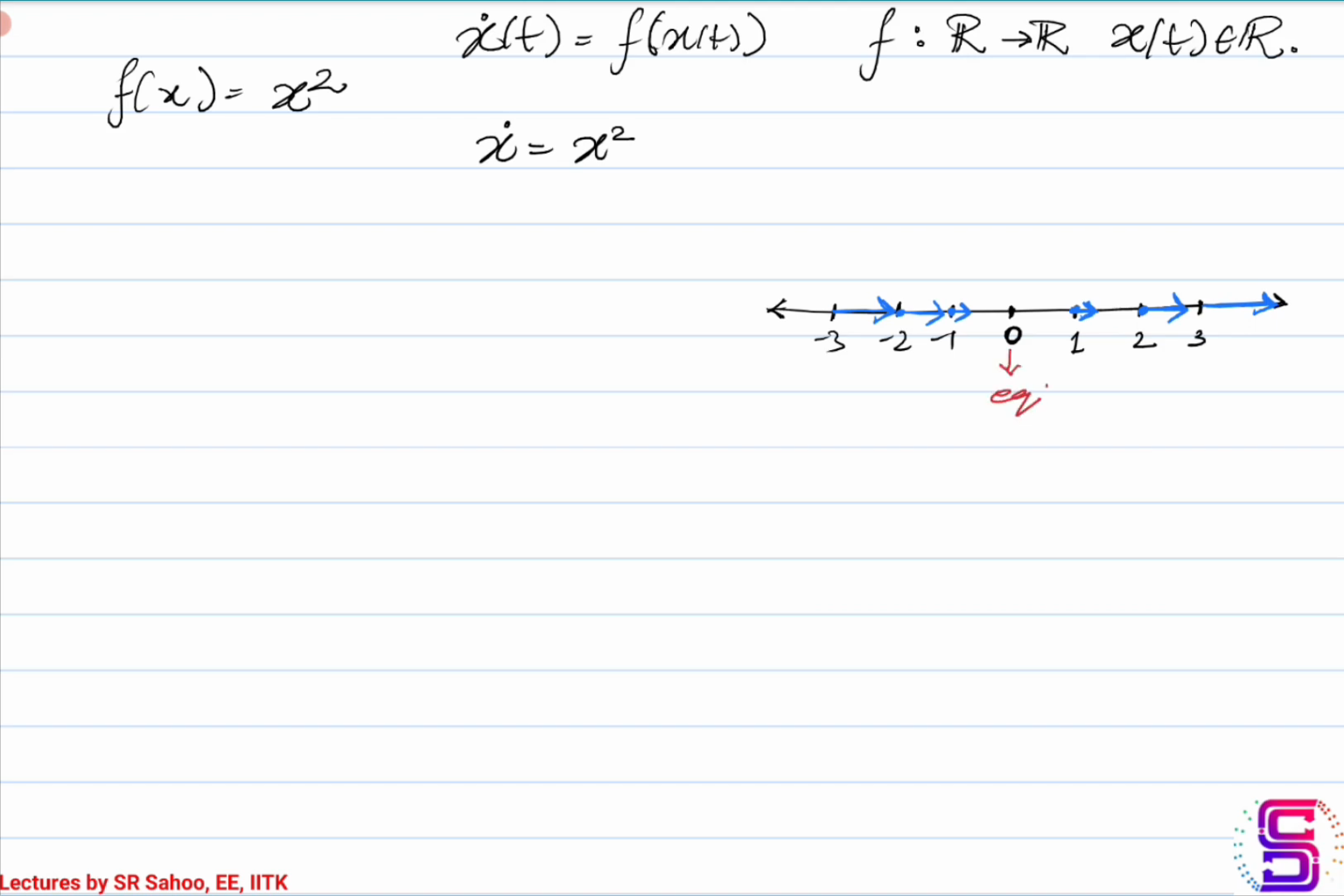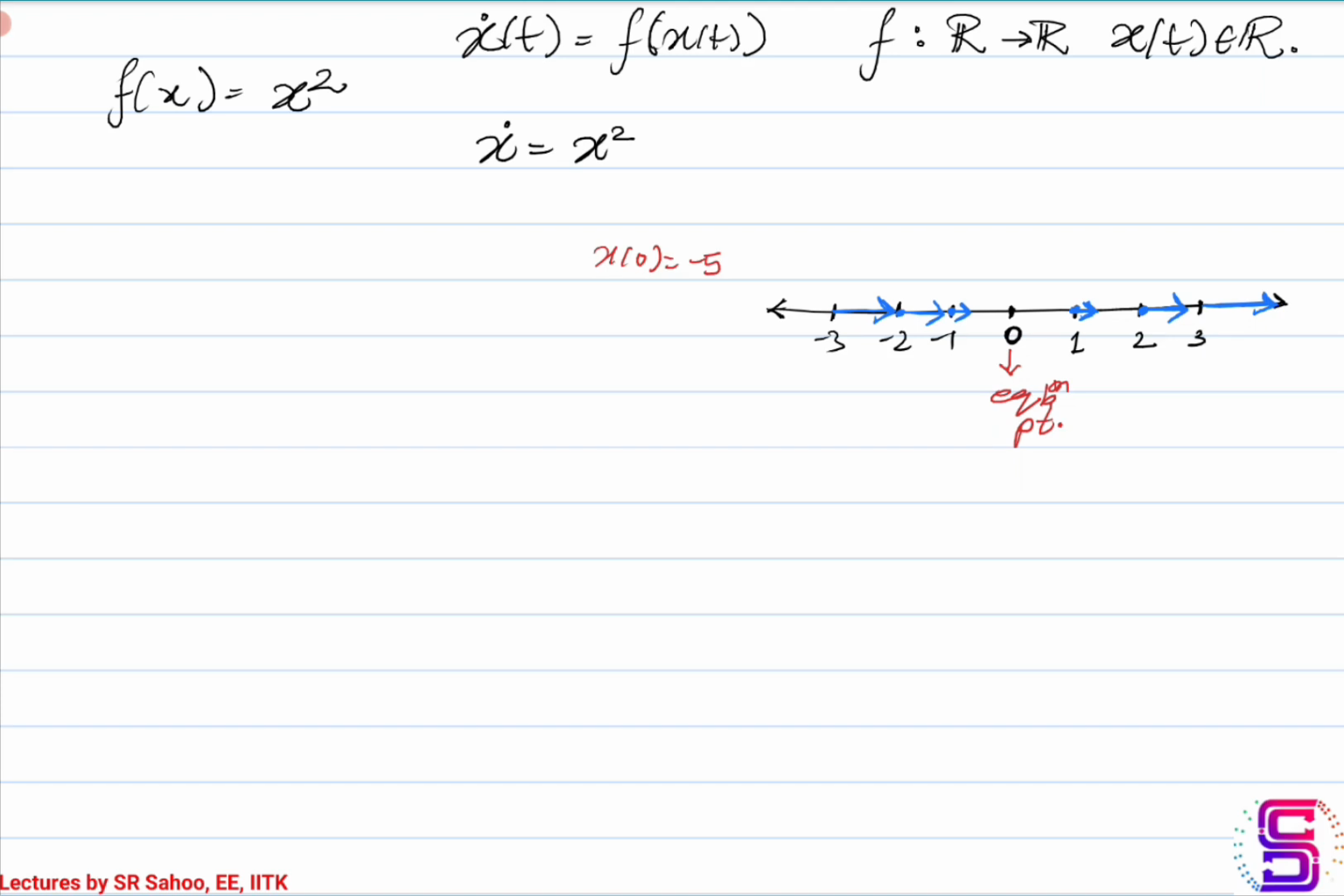This is the equilibrium point. So if the system starts at 0, if the initial condition is such that x of 0 is 0, then the system will always stay there. Now suppose the system starts slightly to the left of 0, which is on the negative side. So let's say x of 0 is equal to -5.